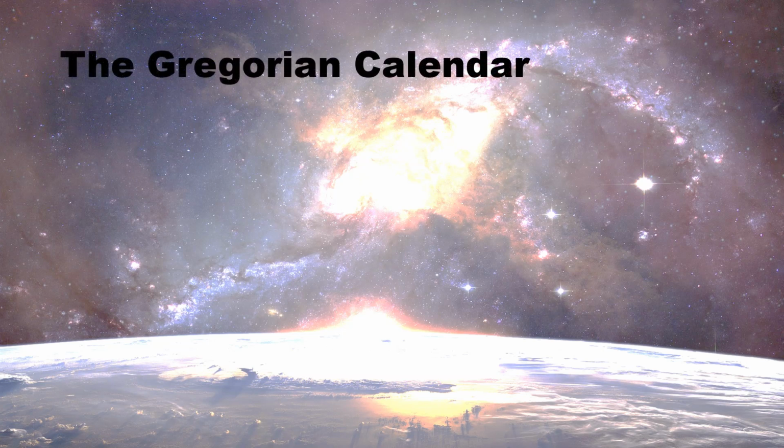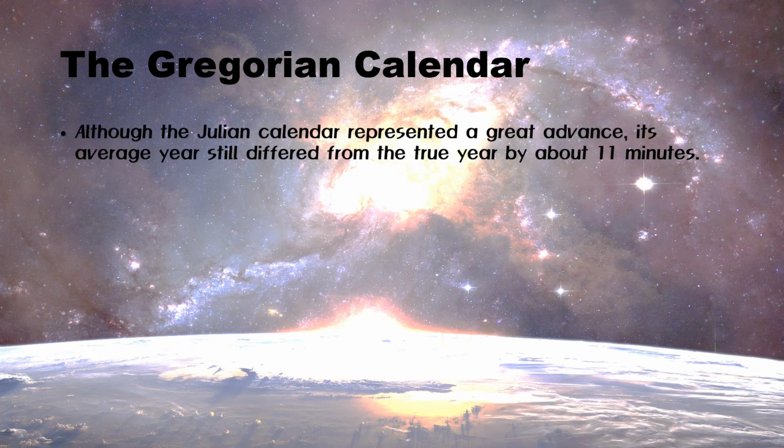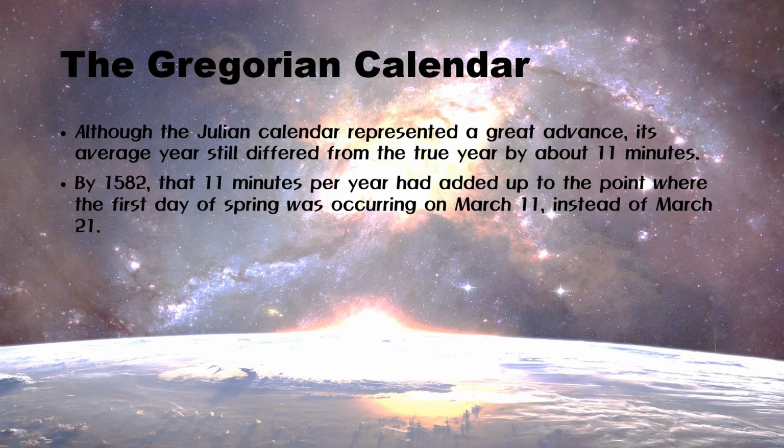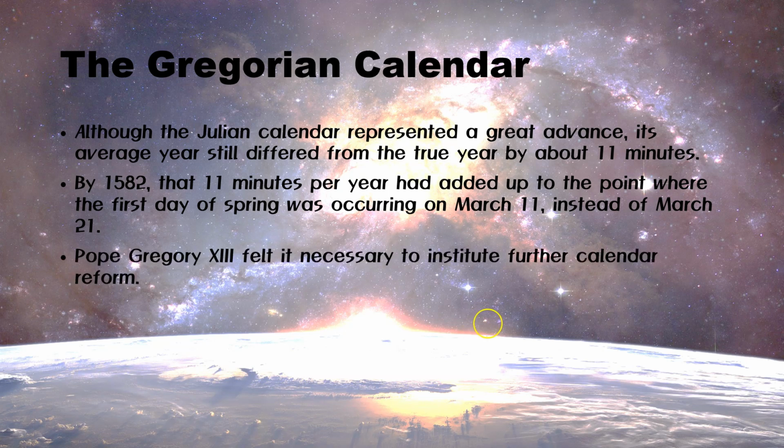Well, the Julian calendar is not perfect, but we actually base our calendar not on the Julian calendar, but on the Gregorian calendar. Now, although the Julian calendar represented a great advance in standardizing calendars, its average year still differed from the true year by about 11 minutes. You may not think 11 minutes is much, but by 1852, from when that calendar was first made, that 11 minutes per year had added up to the point where the first day of spring was occurring on March 11th instead of on March 21st.